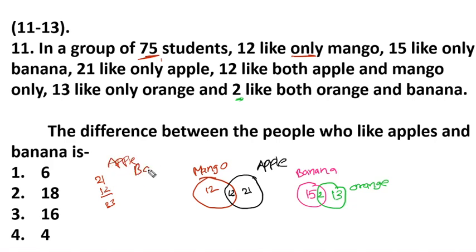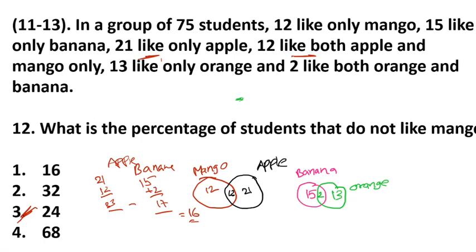Then banana, so check for banana. 15, 12. No doubt these two are orange, but along with orange they are banana also. So 15 plus 2, 17. So the difference is asking 33 and 17, the difference is 16. So our answer for this particular question is 16, right? Okay, fine. Then let's go for next question.